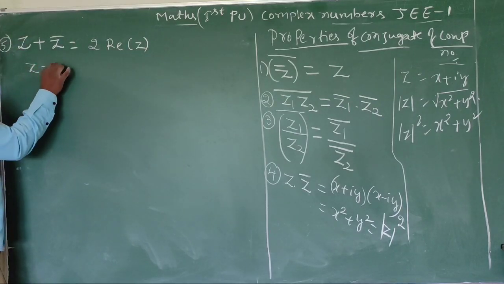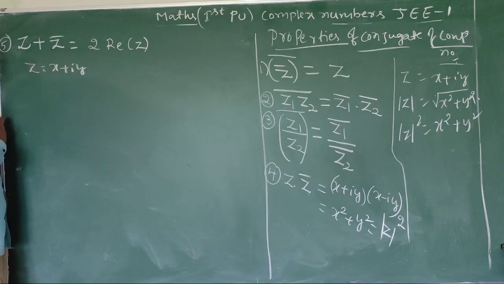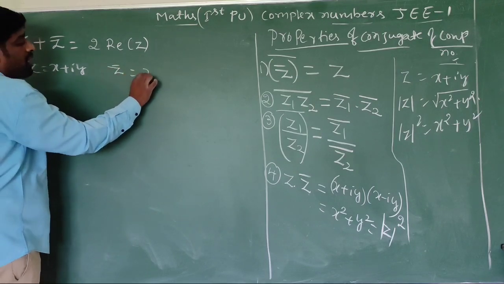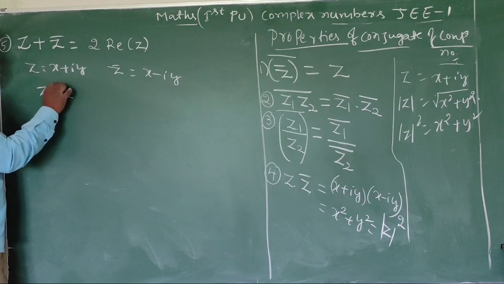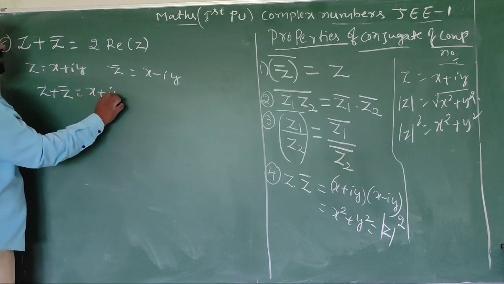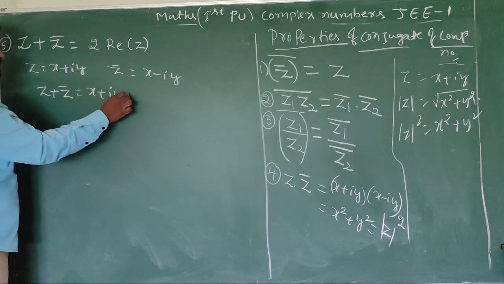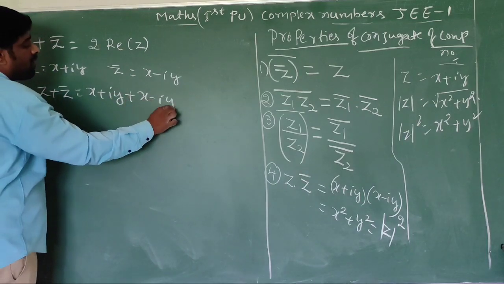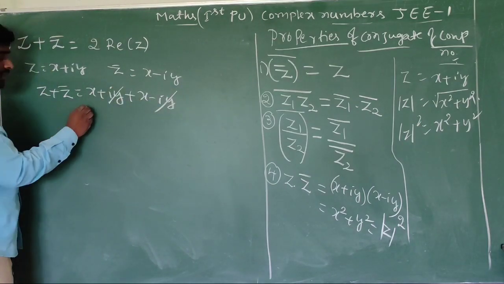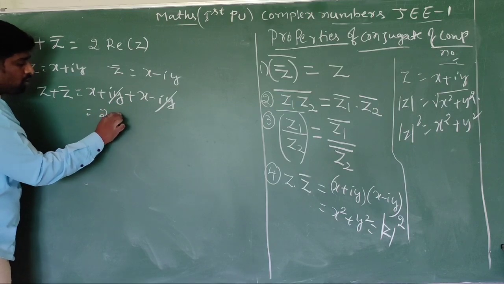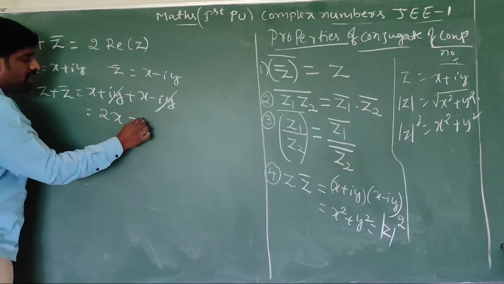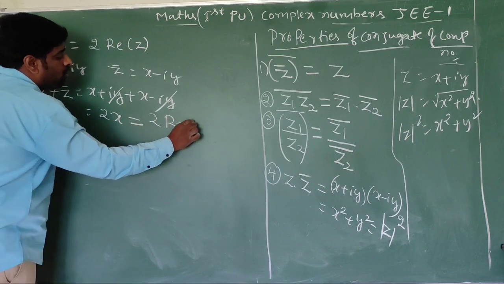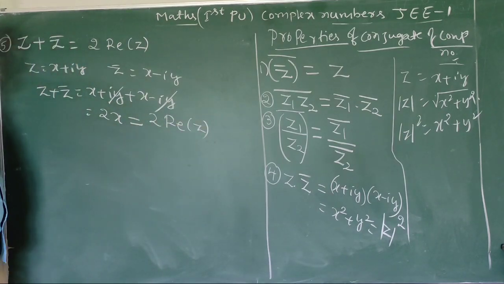Okay. So z plus z bar equals 2 times the real part of z. Suppose z is equal to x plus iy. Z bar is equal to what here? x minus iy. z plus z bar equals x plus iy plus x minus iy. The iy cancels. x plus x is 2x. The real part of z is x. That's why we write 2 into the real part of z.